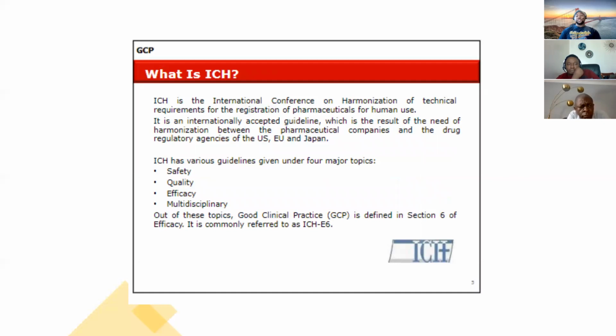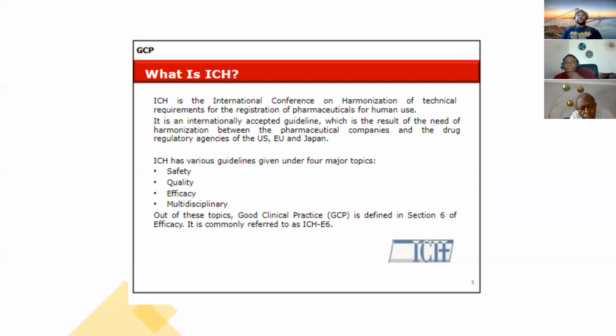Now, what is ICH? Remember, we talked briefly about ICH at the preclinical level. ICH is the International Conference on Harmonization of Technical Requirements for the Registration of Pharmaceuticals for Human Use. It is an internationally accepted set of guidelines, which is a result of the need for harmonization between pharmaceutical companies and the drug-related companies in the US, EU, and Japan.